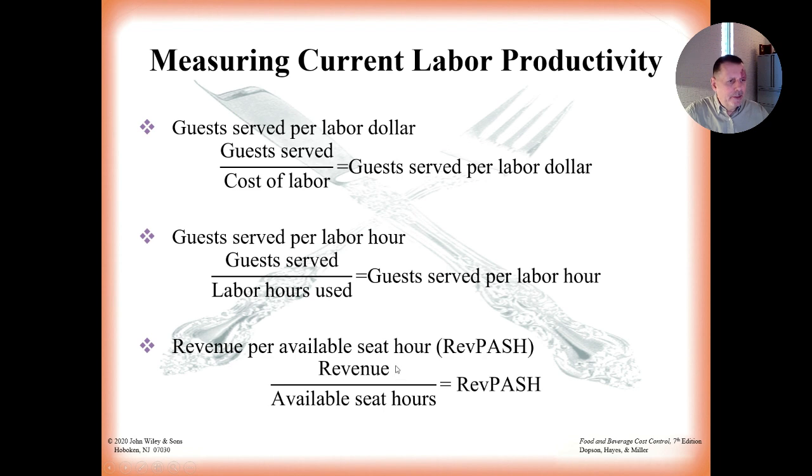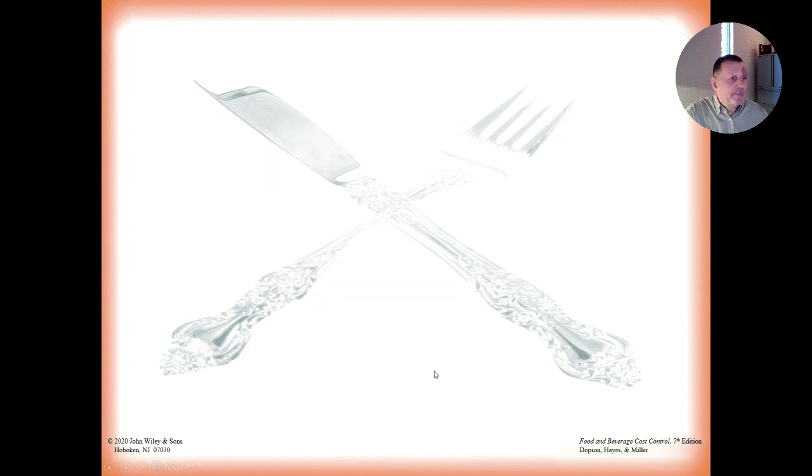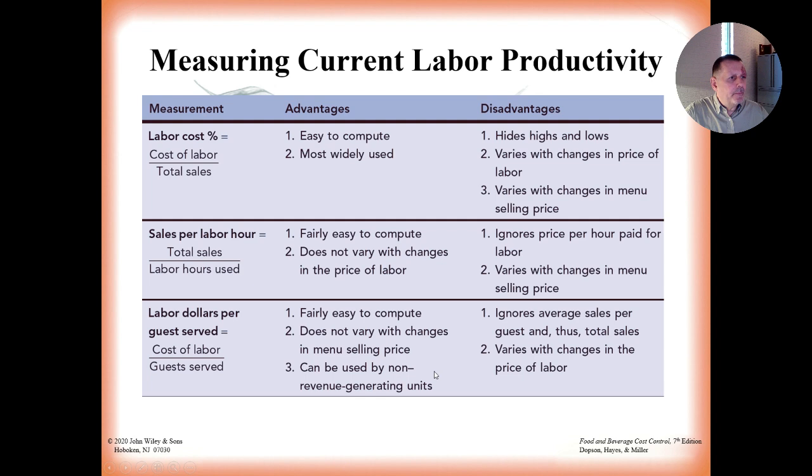And then RevPASH is revenue per available seat hour. Revenue divided by the amount of seat hours. There's different ways to figure out seat hours. It's in the book. There's not a slide for that. I apologize. But if you have any questions, just reach out. All right, moving forward.